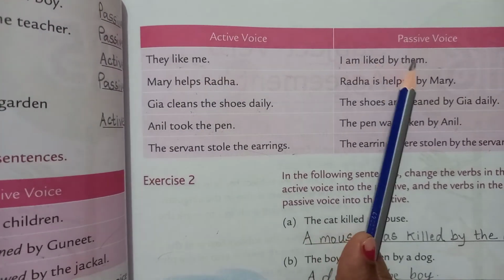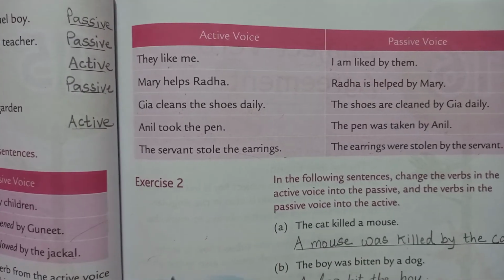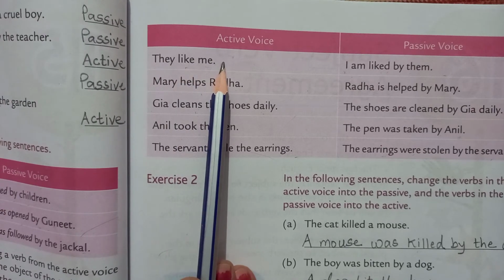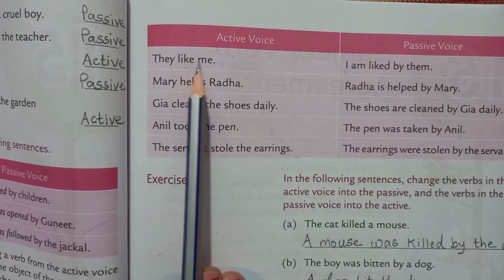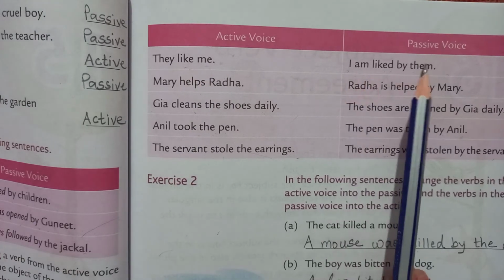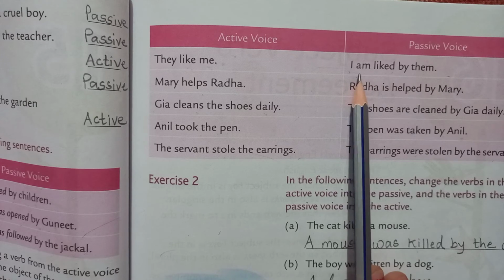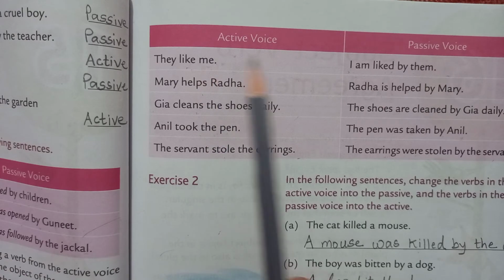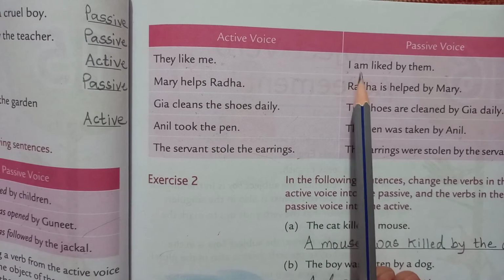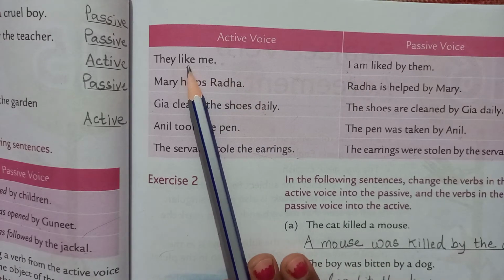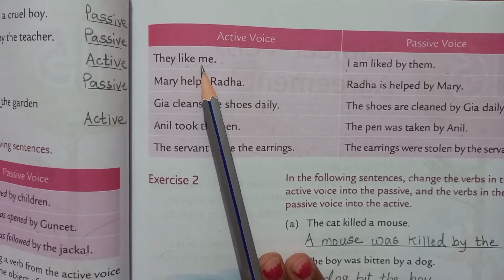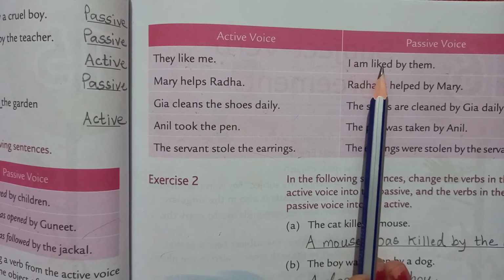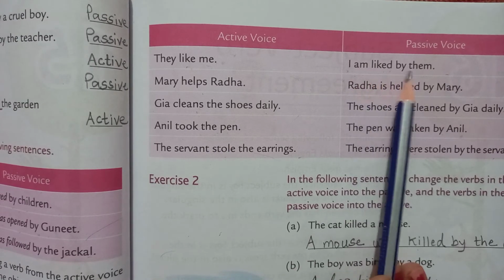Now active voice, passive voice. Now see how you will change active voice into passive voice. They like me. Now here like is V1, me. Now when we change this into passive voice, we will write I am liked by them. Me here is I. So we will write I and always use am with I. Now here like is V1. As I told you, if the verb is V1, we will write am plus V3. I am liked by them.